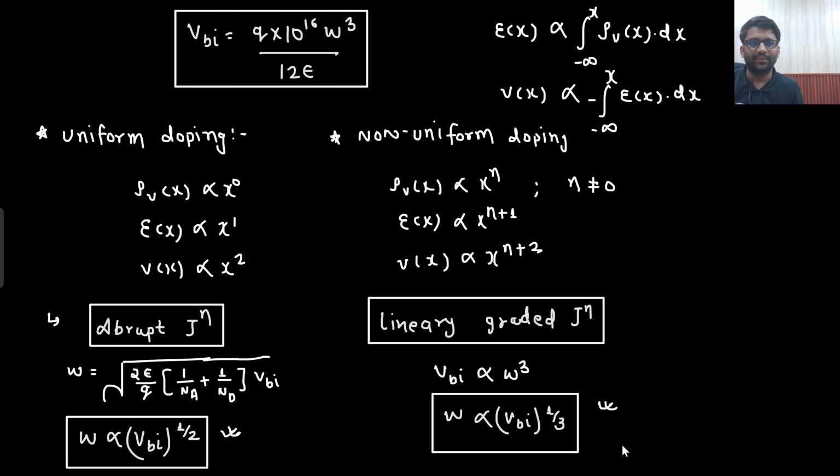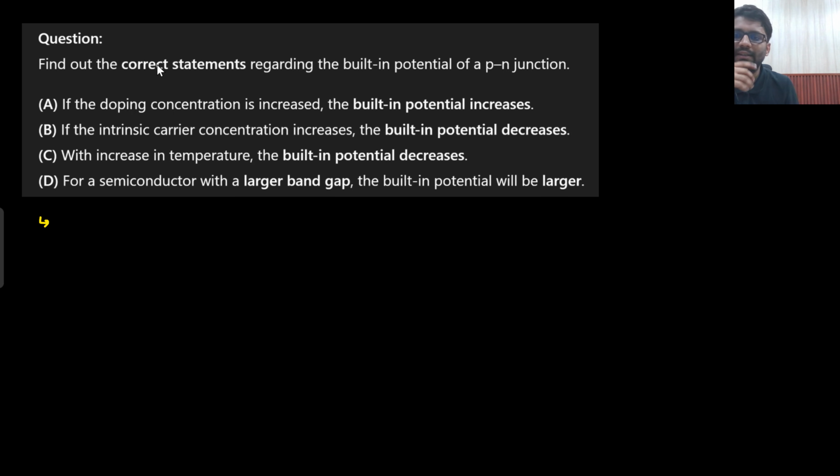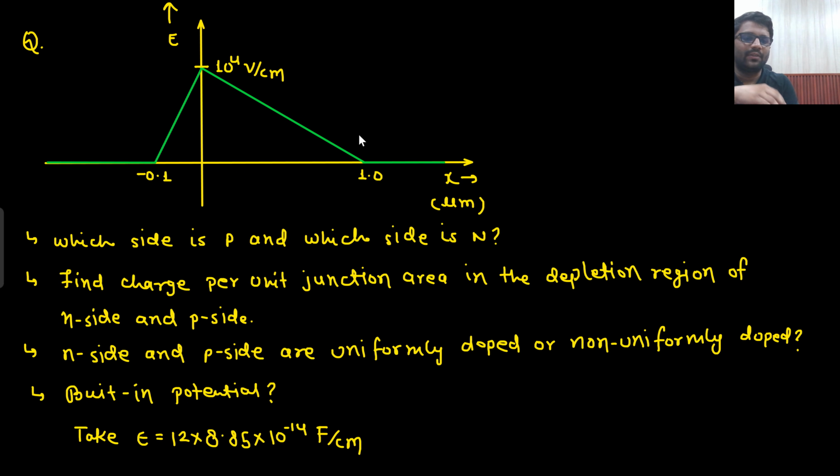Okay. So you understood the meaning of uniform doping, you understood the meaning of non-uniform doping as well. Let's see this particular question. We will come back to this question, but first let's solve this particular problem, which was asked in the GATE examination only. So you let me know which side is P, which side is N. From where would this plot have come? You know that the electric field plot has been given. It would have surely come from the rho v(x) plot.